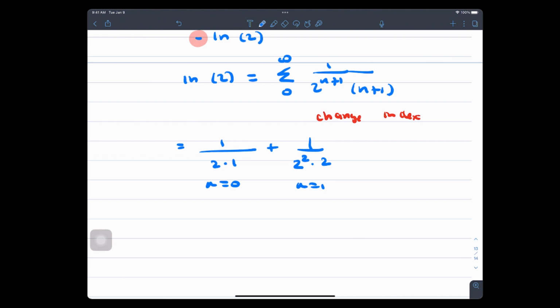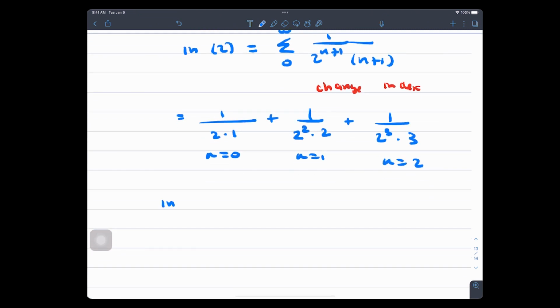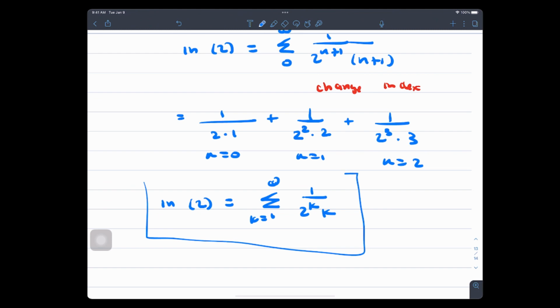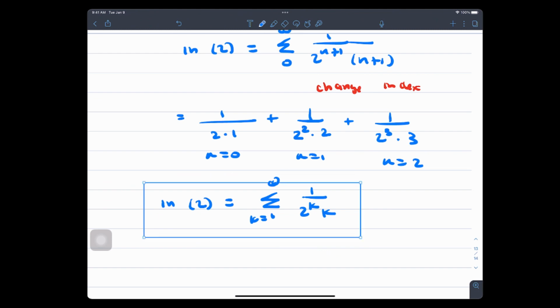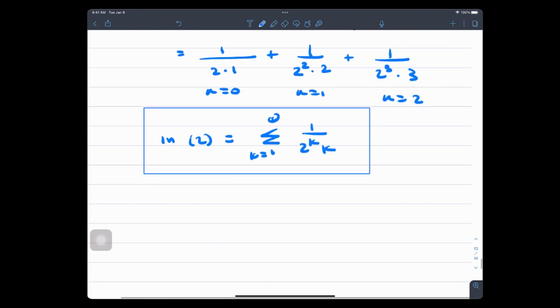And so they can write this a little simpler. 2 cubed times 3, this is when n is now 2. So sometimes they'll change the index to start at 1, and now they say, okay, let that be 1 over 2 to the k times k. They want to change the index to k, doesn't matter. But this is now a way to describe the natural log of 2, and you can describe it as this particular sequence: 1/2 plus 1/8, or this sum, 1 over 24, that goes on forever.